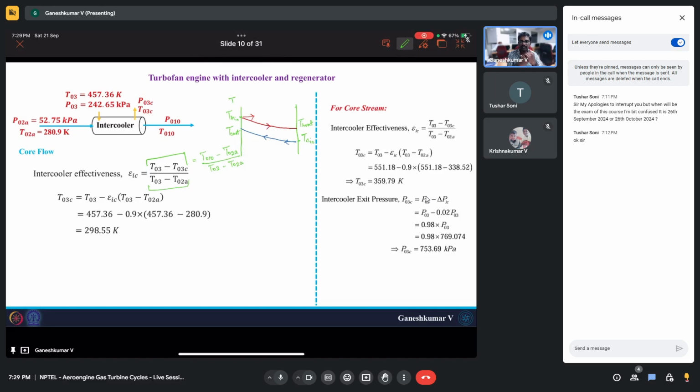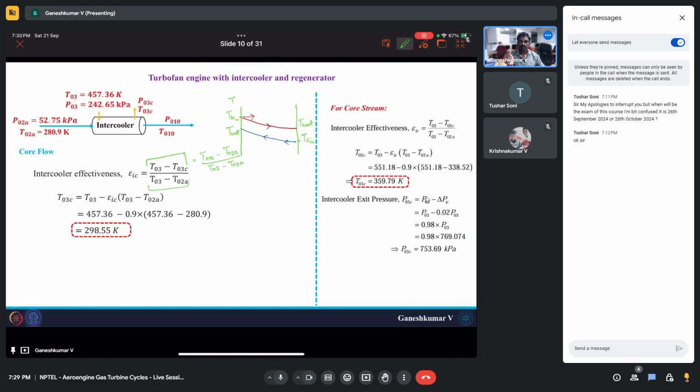So it actually enters at 457.36 Kelvin, and then it cools down to 298.55 Kelvin. So it's around 150 to 160 Kelvin difference. Okay, so that's the operation of the intercooler.